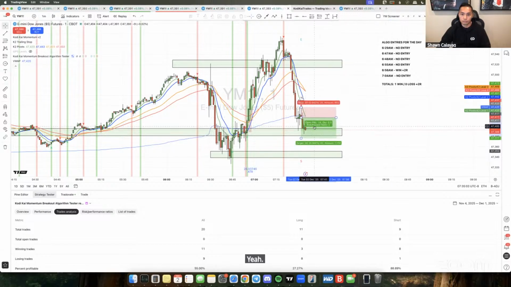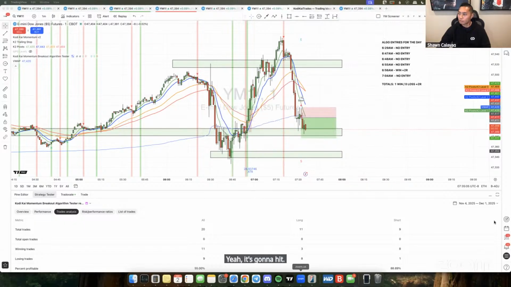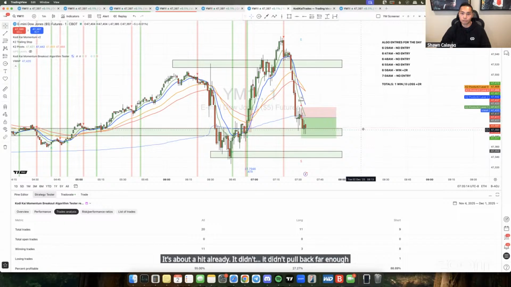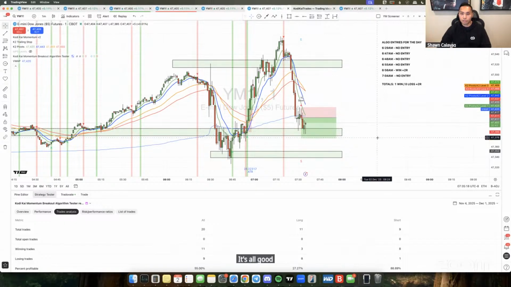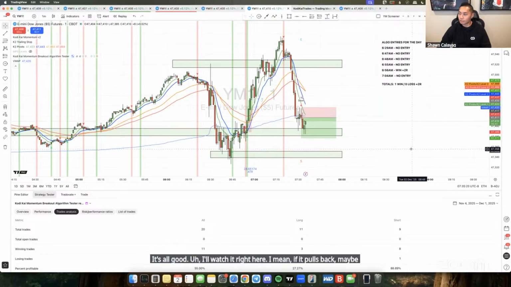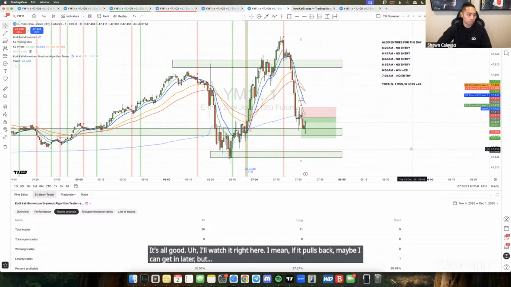Yeah, it's gonna hit. It's about to hit already. It didn't pull back far enough for it to refill. It's all good. I'll watch it right here. If it pulls back, maybe I could get in later, but we'll see.